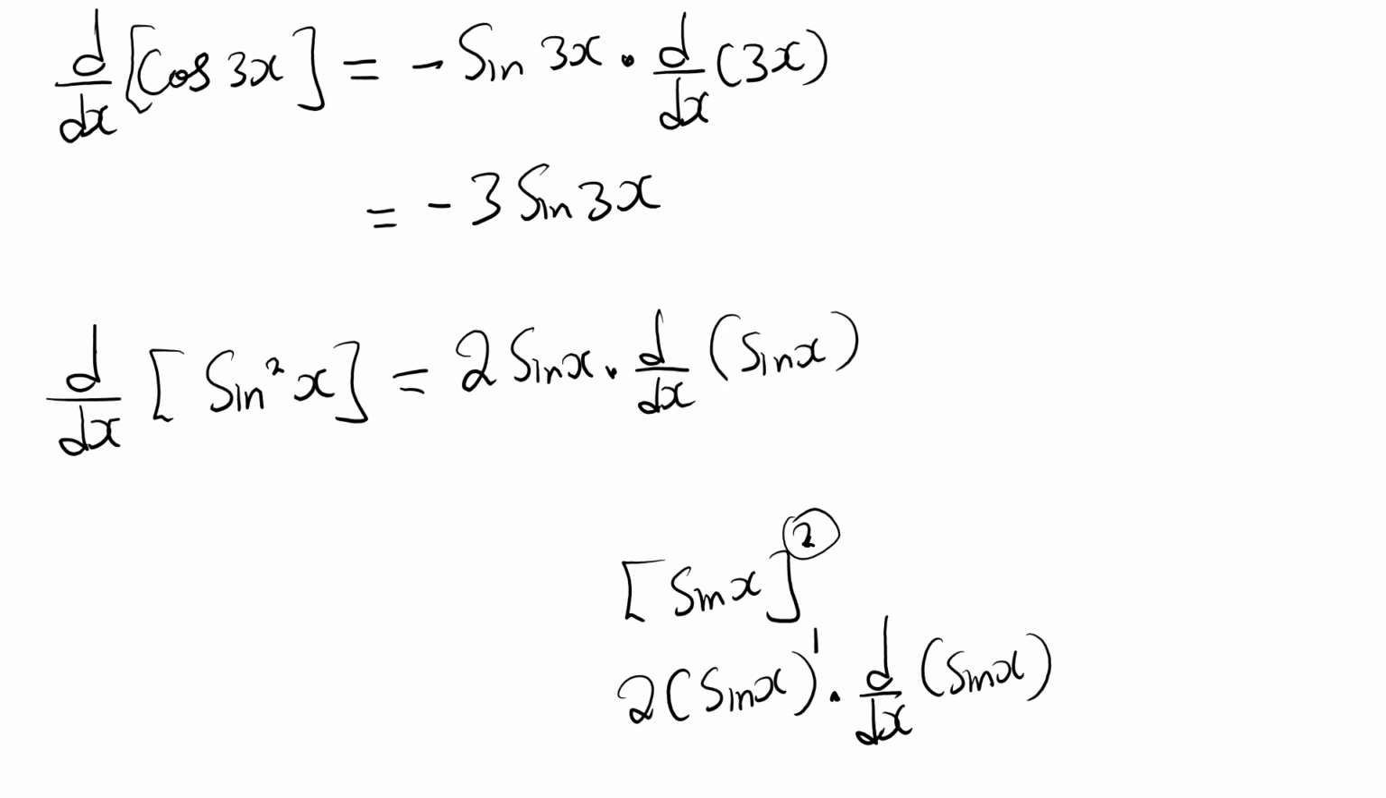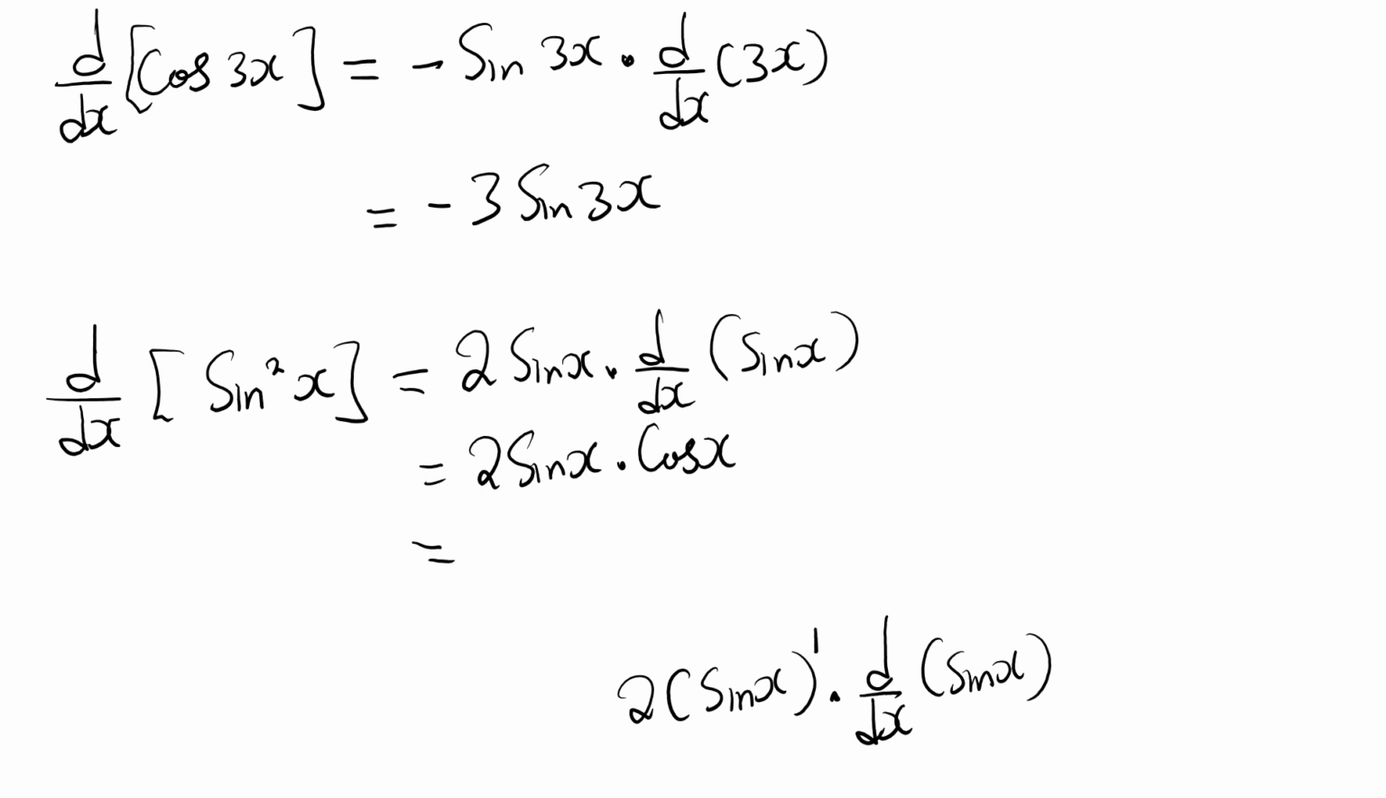So the derivative of sine x, we know that it is cos x. So we are going to have 2 sine x multiplied by cos x, and then this whole thing is going to give us sine 2x. This is a double angle identity.